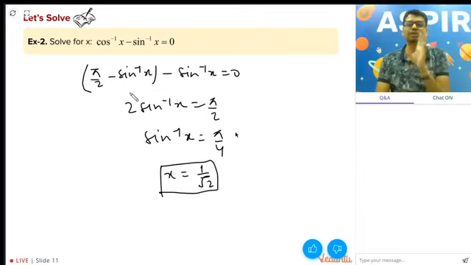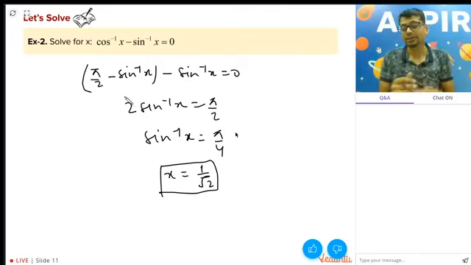x has to be positive only. Why? Because otherwise, if x is negative, sine inverse x will give output in minus pi by 2 to 0, and cos inverse x will give output in pi by 2 to pi. So that means x has to be positive. And sine inverse x equal to cos inverse x, x should be 1 by root 2, that pi by 4 value. So that way also you can do it.